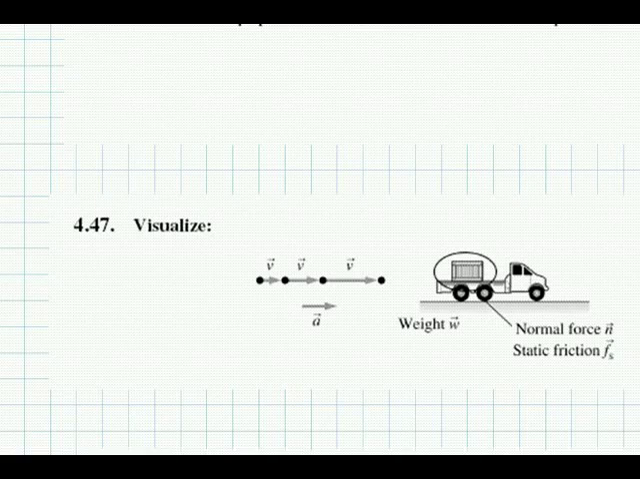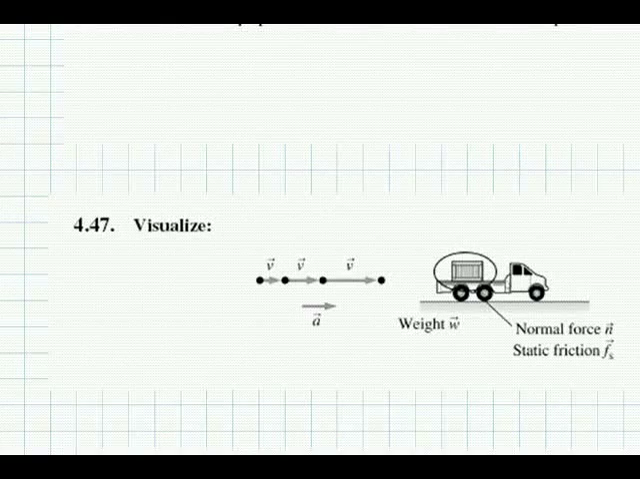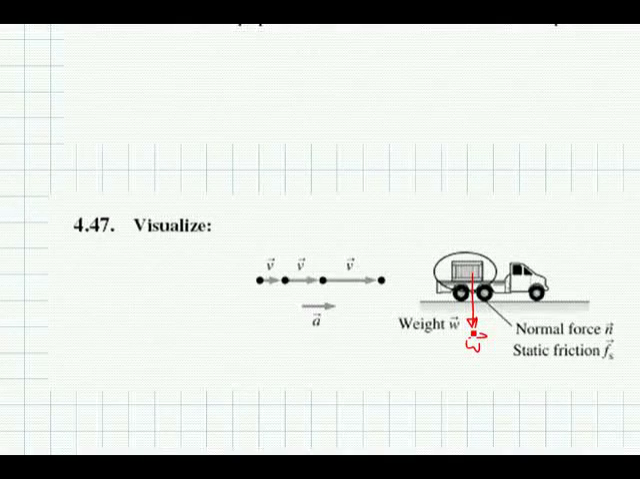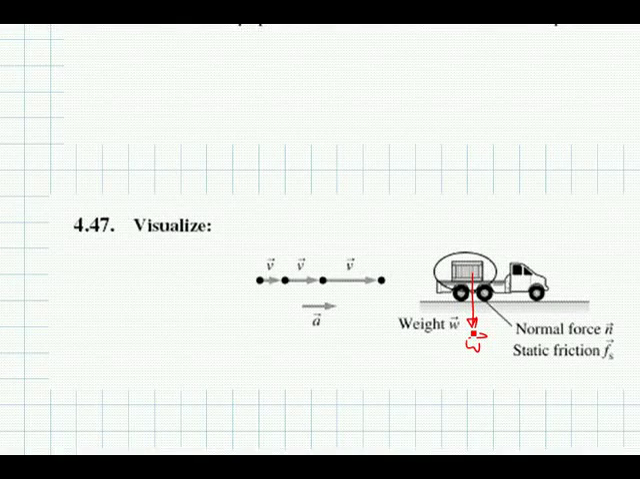Right. What about a flatbed truck carrying a crate? And let's say the crate is our object here, and we've drawn a boundary around the crate. And what are the forces acting on the crate? Well, here's W acting down, and the crate only makes contact with the flatbed of the truck. So there are 2 forces.